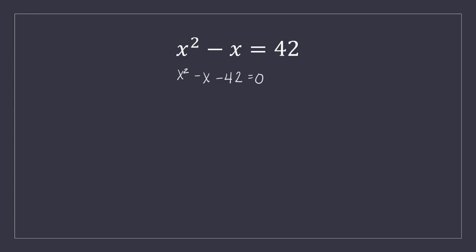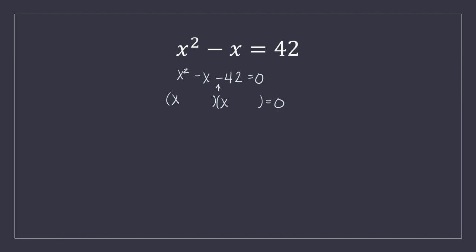This I can factor. So I'm going to break this apart into the two parentheses. I'm going to put an x in the front of each one. And then I'm going to think about what factors multiply to make 42 and then also subtract to make -1. Now, the reason I'm saying that they subtract to make -1 is because of this sign in front of the 42. So what if it were plus 42, then I would say what factors add to make -1, okay?